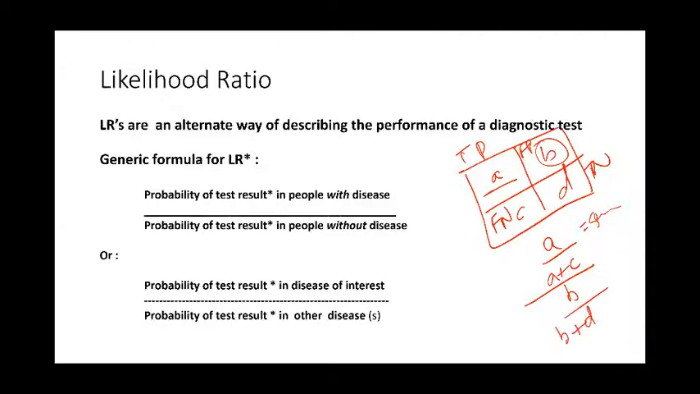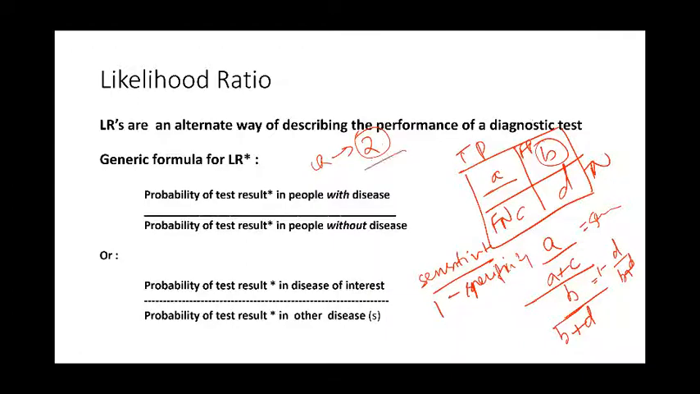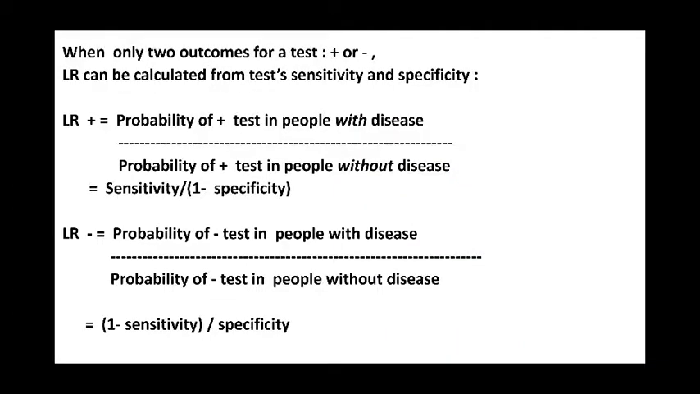So likelihood ratio of a positive test is basically sensitivity, and B by B plus D is nothing but 1 minus D by B plus D, which is specificity. So sensitivity divided by 1 minus specificity. This is the likelihood ratio. So this basically tells that if I get a positive test, and the likelihood ratio for a positive test is 2, then it means I'm twice as likely to have the disease than not have the disease. That is how it is interpreted.